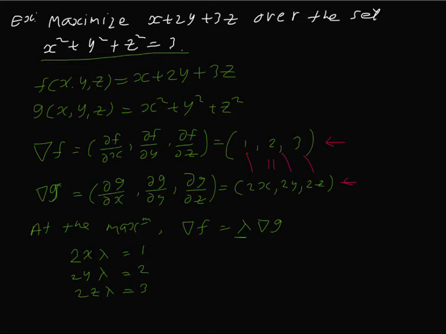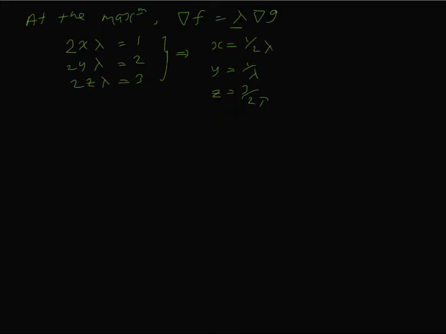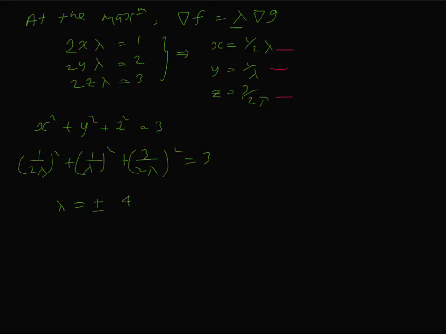From these three, you can get the x value, 1 over 2 lambda, the y value, 1 over lambda, and the z value, 3 over 2 lambda. Now we can use the constraint x squared plus y squared plus z squared equals 3. Plug the x, y, z values into this equation: (1 over 2 lambda) squared plus (1 over lambda) squared plus (3 over 2 lambda) squared equals 3. Solving for lambda, it will be plus or minus root 42 over 6.